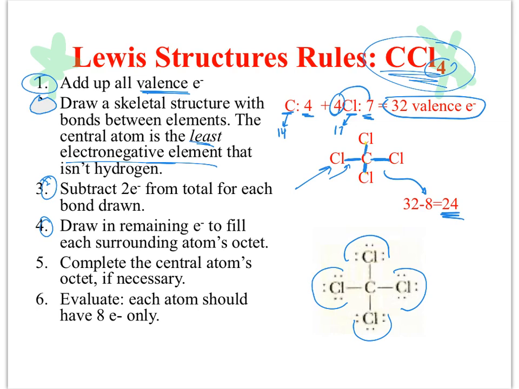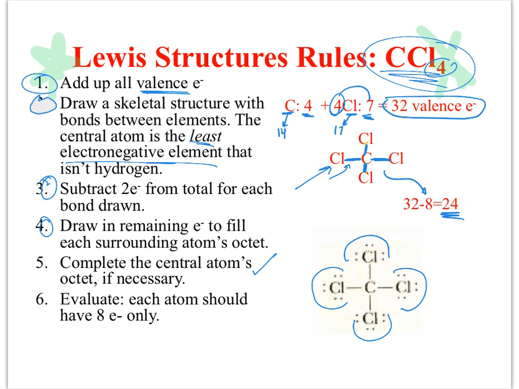Everybody's octet is satisfied. If I had electrons left over and the center atom did not have a completed octet yet, then any remaining electrons would go onto that center atom. You'll see examples of that in a later lesson.